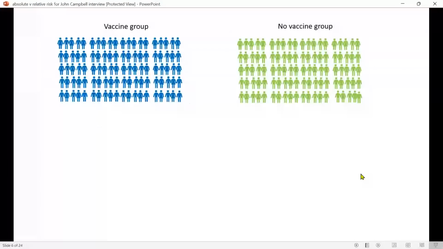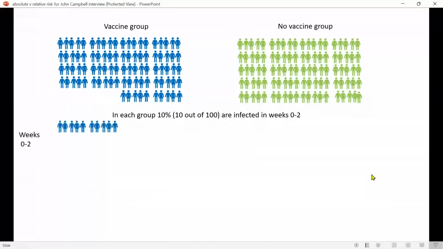So in the vaccine group and in the no vaccine group, there's going to be 10% infected in weeks 0 to 2, irrespective of which group they are, because the vaccine is just a placebo. It has no effect. Okay? So in weeks 0 to 2, if you click, you get 10 of the people in the vaccine group become infected, and in the no vaccine group, 10 are infected.